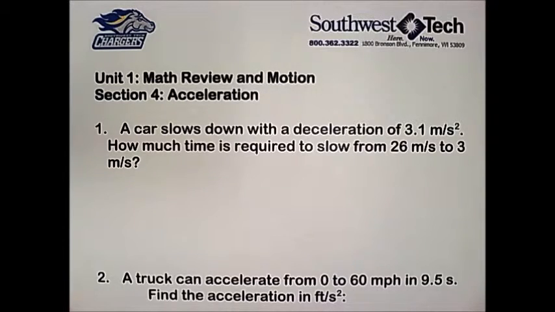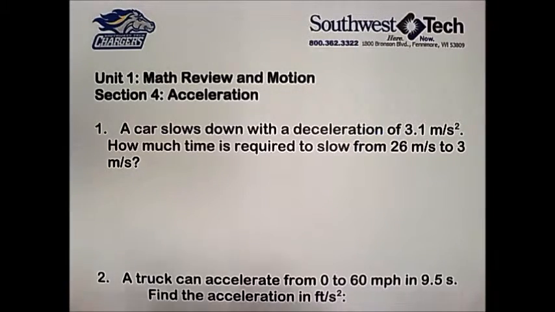This homework solutions video is for Science and Mechanics, Unit 1, Math Review and Motion, Section 4, Acceleration. Number 1, a car slows down with a deceleration of 3.1 meters per second squared. How much time is required to slow from 26 meters per second to 3 meters per second?